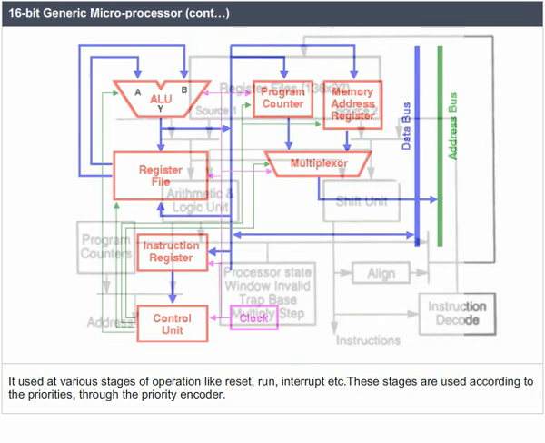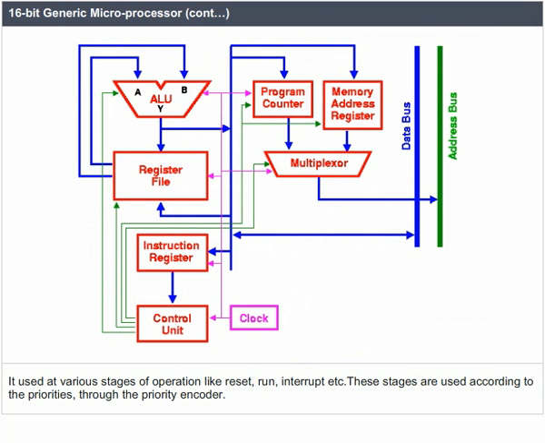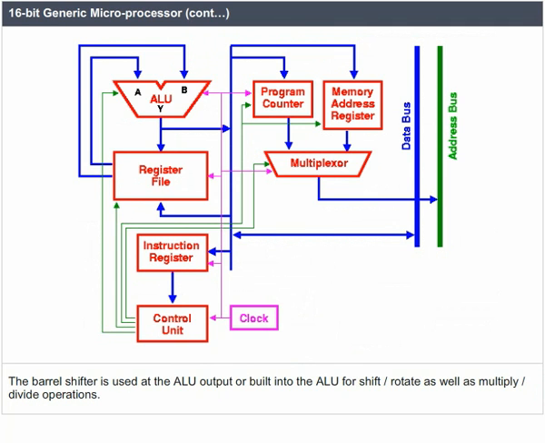It is used at various stages of operation like reset, run, interrupt, etc. These stages are used according to the priorities through the priority encoder. The barrel shifter is used at the ALU output or built into the ALU for shift, rotate, as well as multiply, divide operations.